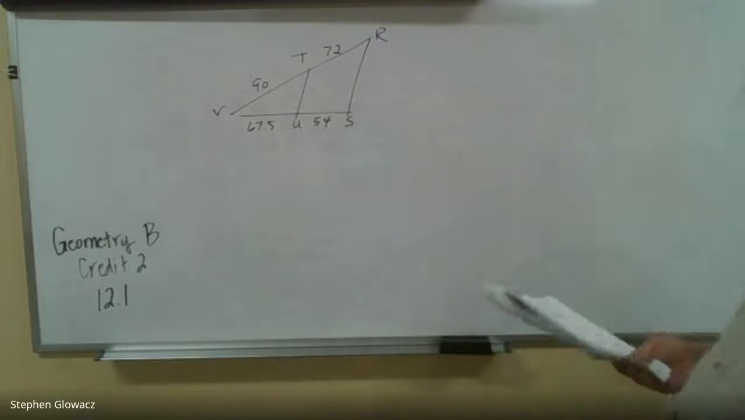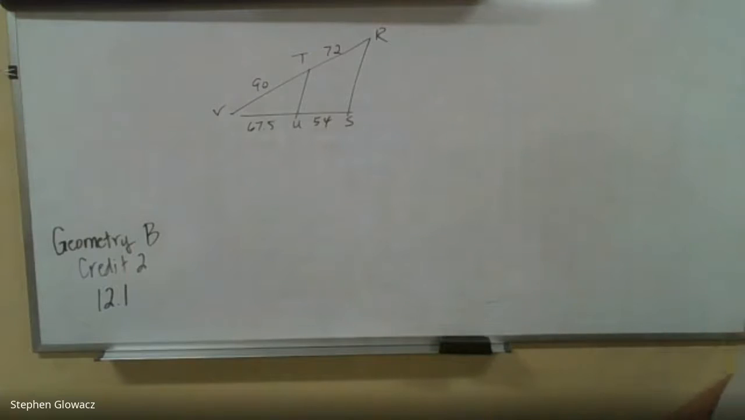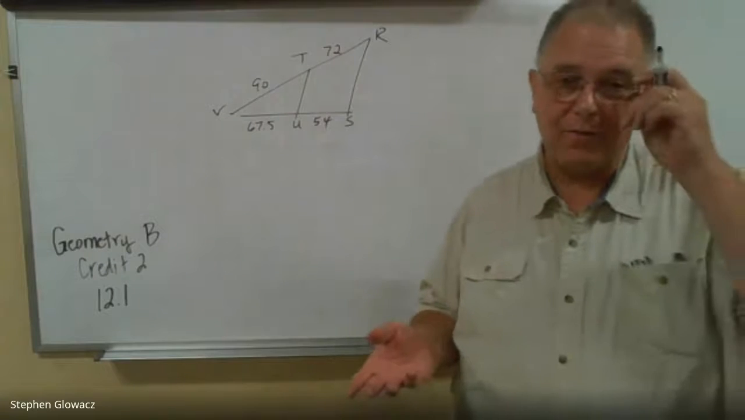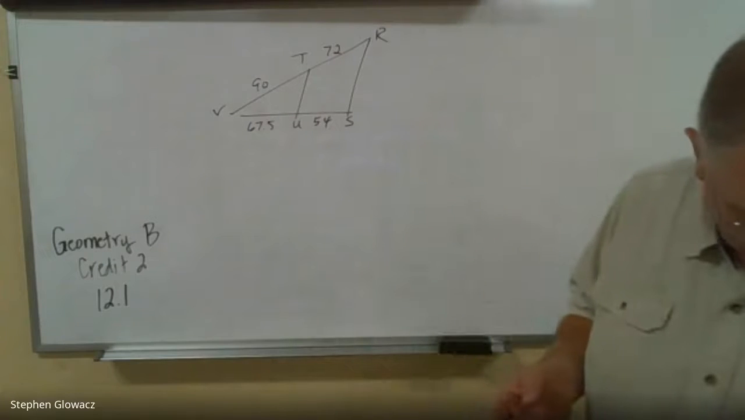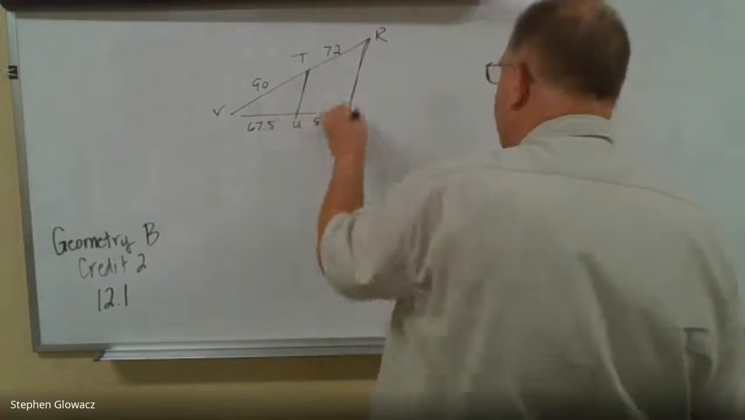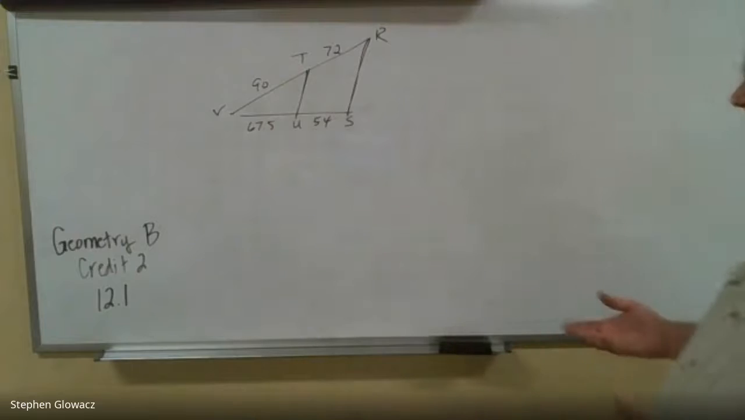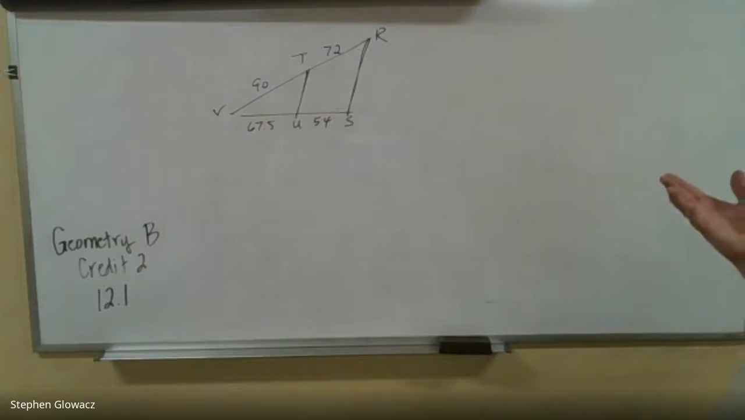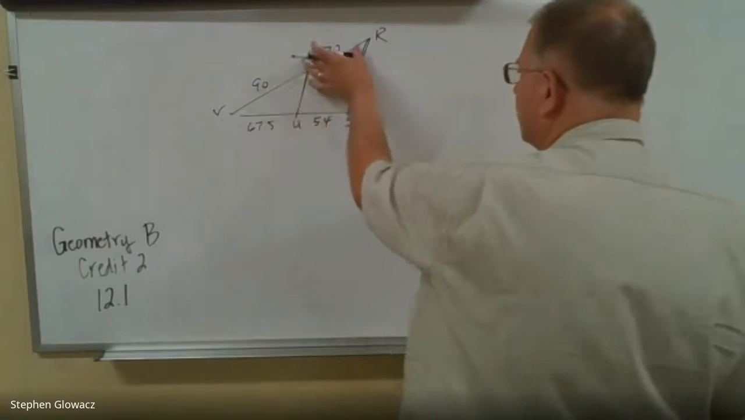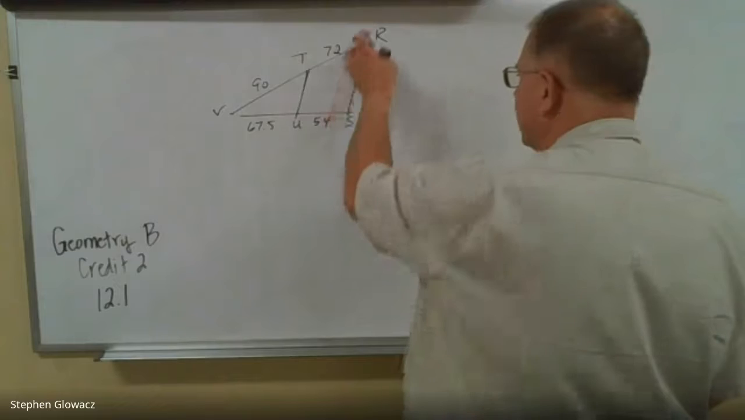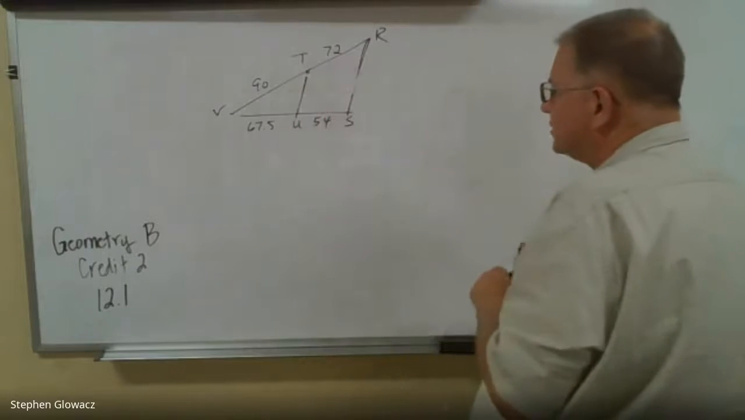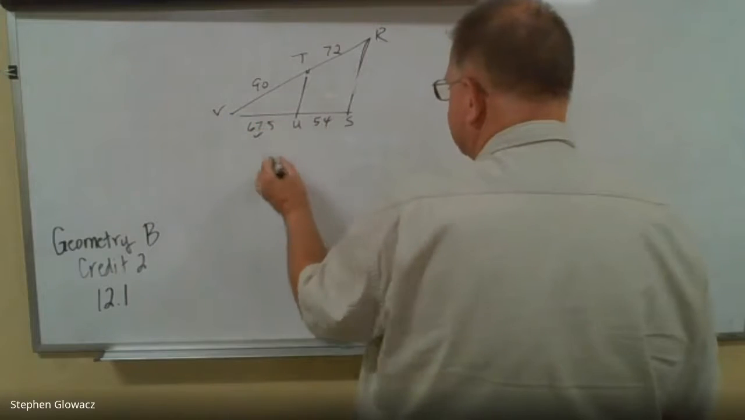Now, again, you might look at this and say, well, all the numbers are there. What are they asking us to solve for? And the answer is nothing. What they want us to do is prove that TU and RS are parallel. TU is here, RS is here. We want to prove them parallel. And so how do we do that? Well, if these lengths are proportional, then these two lines would have to be parallel. So let's go ahead and set that up.